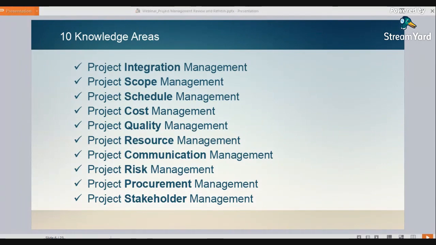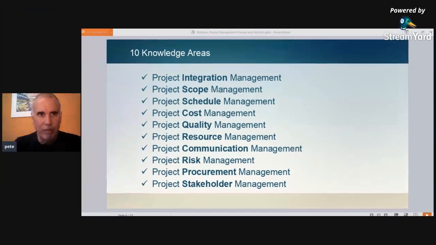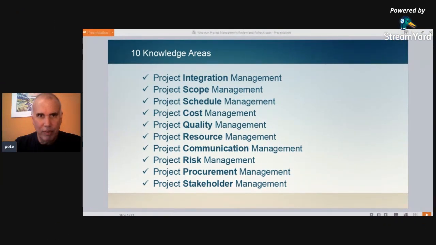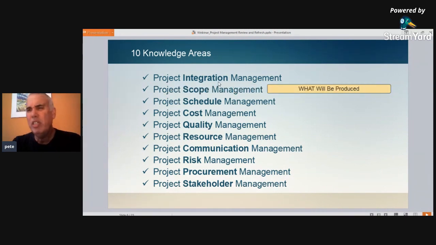So we have knowledge areas. So what are we talking about when we say knowledge areas? Right? Let's hold integration aside. It's the first one listed in your PMBOK text, but it's really an overarching one, and it makes more sense when you understand the other 9. So let's look at scope, and we answer the question, what will be produced? What is the end result? What are we looking to build?